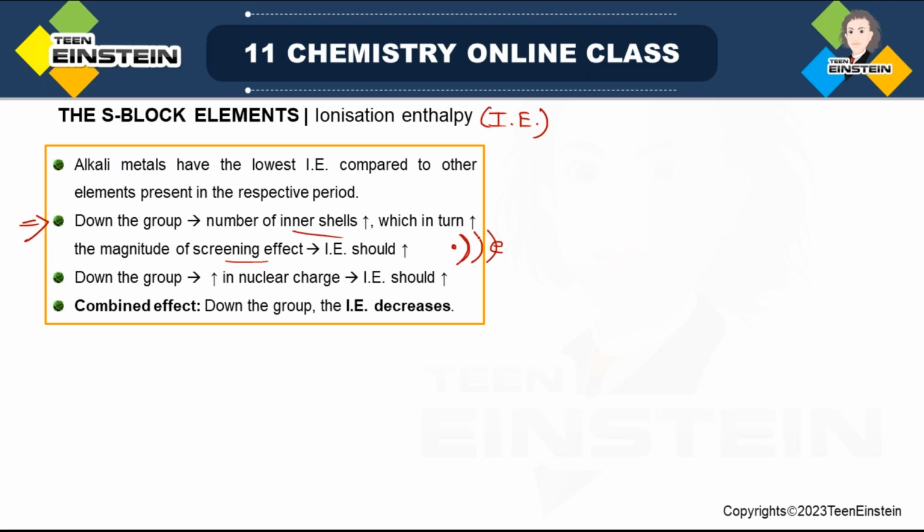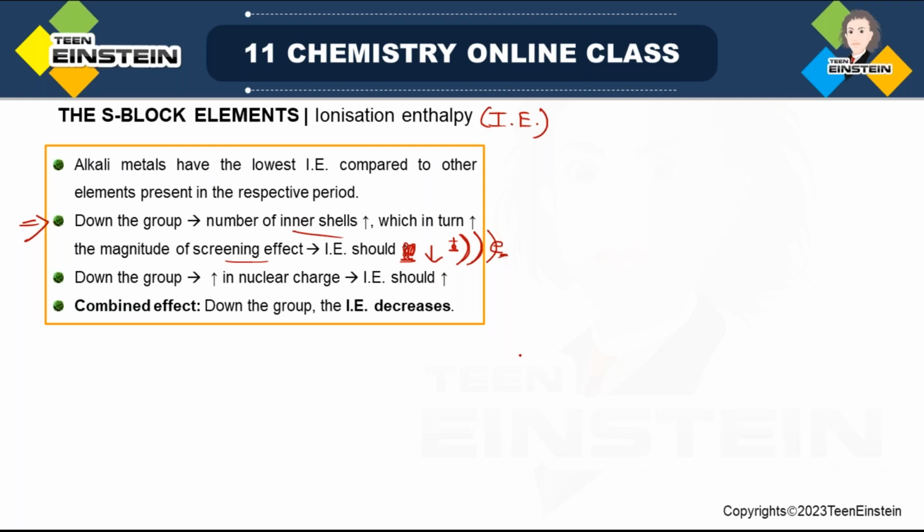Now, when these inner shell numbers are increasing down the group, obviously the screening from the positive charge of the nucleus, the screening effect for this electron, that is increasing. Now when the screening effect is increasing, then ionization energy, that should increase. Sorry, that should decrease. Okay, it is wrong, it is decrease.